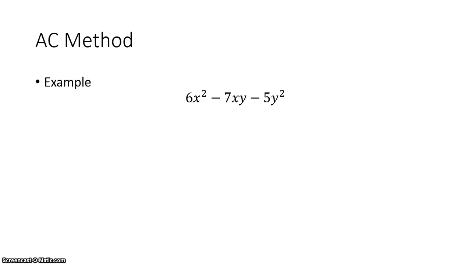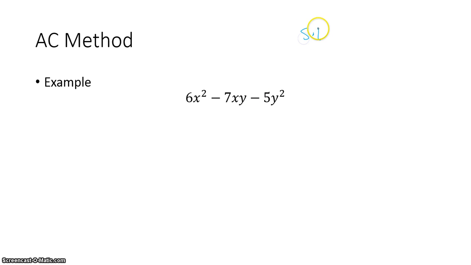So here we are. This one's a little more complicated. This has 2 variables, but don't let that mess you up. Just remember, I'm looking at a trinomial. Again, it has 2 variables, but it's a trinomial, and the leading coefficient is 6. So what I'm going to want to think about is the AC method.